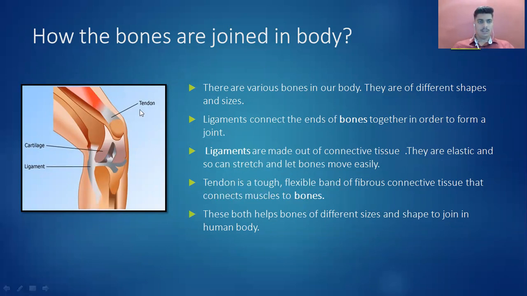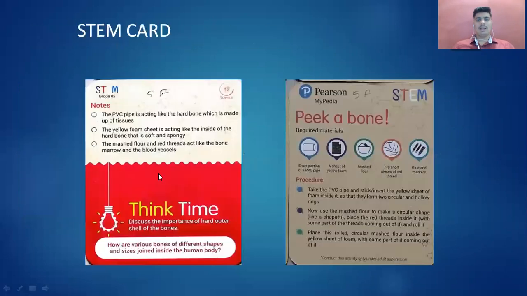Here you can see the tendon, and this is a bone, and here is the ligament. So they connect bones. They both help bones of different sizes and shapes to join in the human body. So these work together and help the bones to move inside our body.